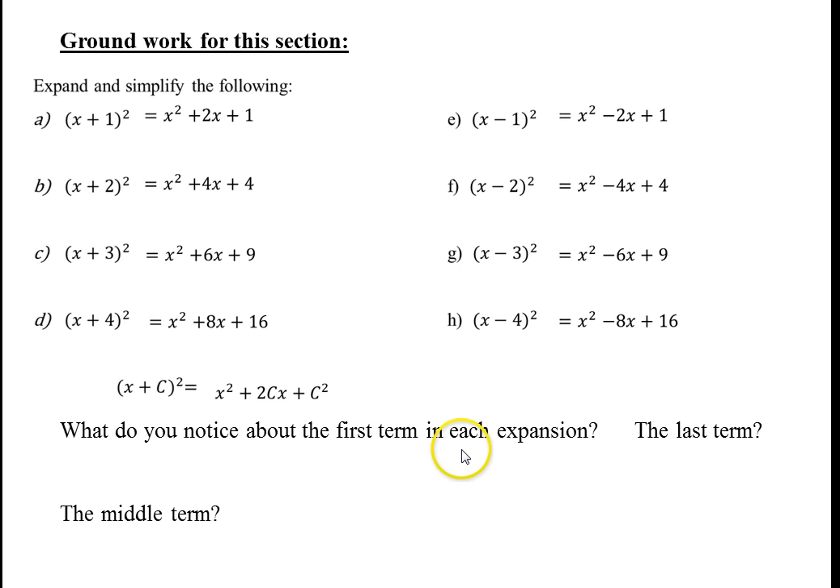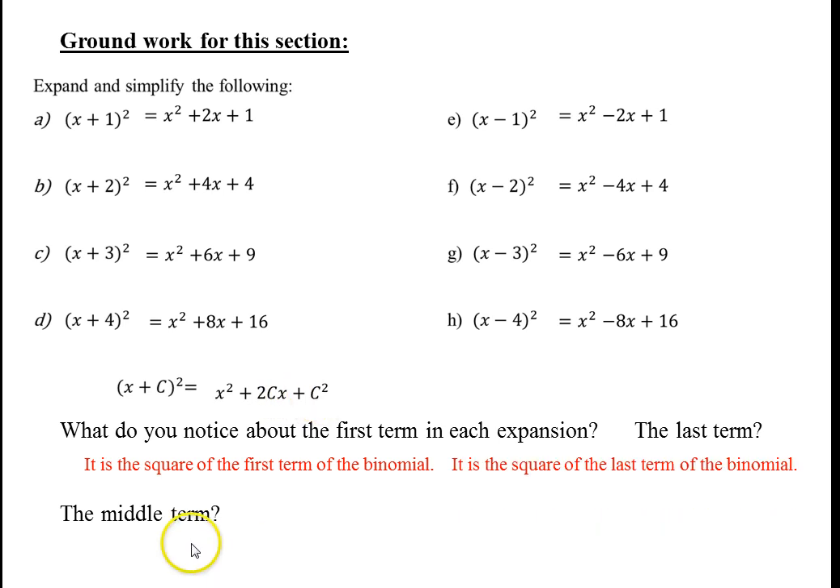What do you notice about the first term of each expansion? It's always the square of the first term of the binomial. What do we notice about the last term? Well, it's always the square of the second or last term in the binomial, right? 1 squared is 1, 2 squared is 4, 3 squared is 9, 4 squared is 16, and so on. C squared is c squared. All right. What do you notice about the middle term in the expansion? Well, 1 times x is 1x, doubled is 2x. 2 times x is 2x, doubled is 4x.